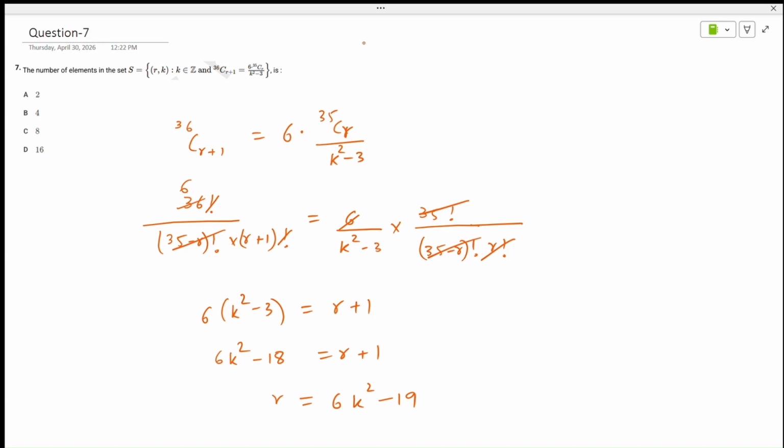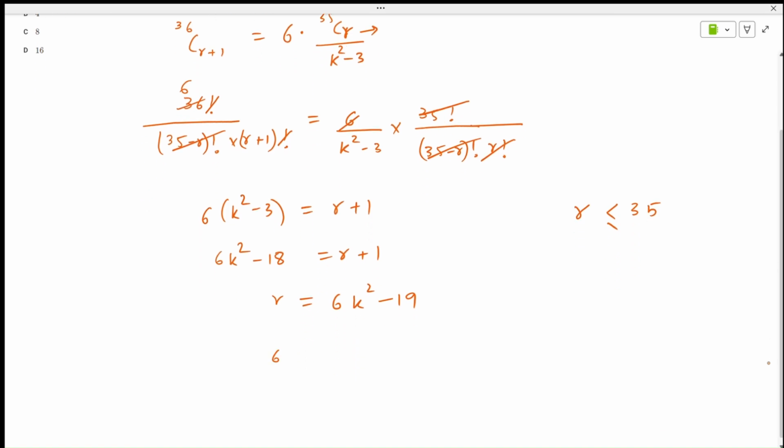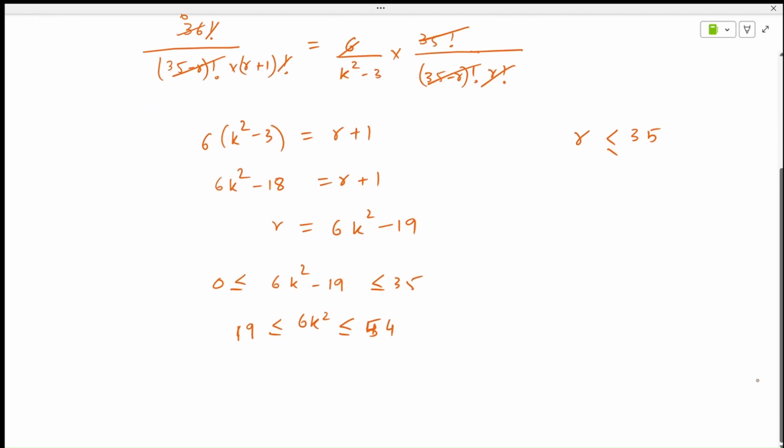And we know the condition for r. r should be less than or equal to 35. So 6k square minus 19 should be less than or equal to 35. And it should be greater than or equal to 0. We know that. So 6k square should be greater than or equal to 19 and less than or equal to 54. So 19 by 6 less than or equal to k square less than or equal to 9.